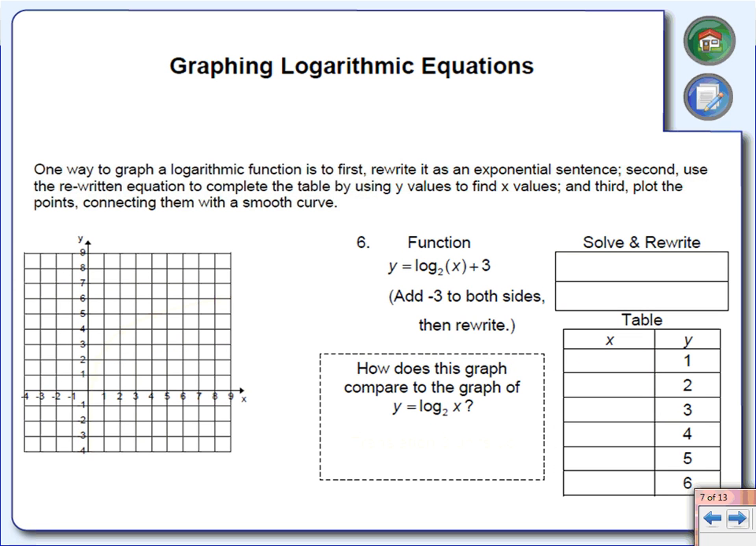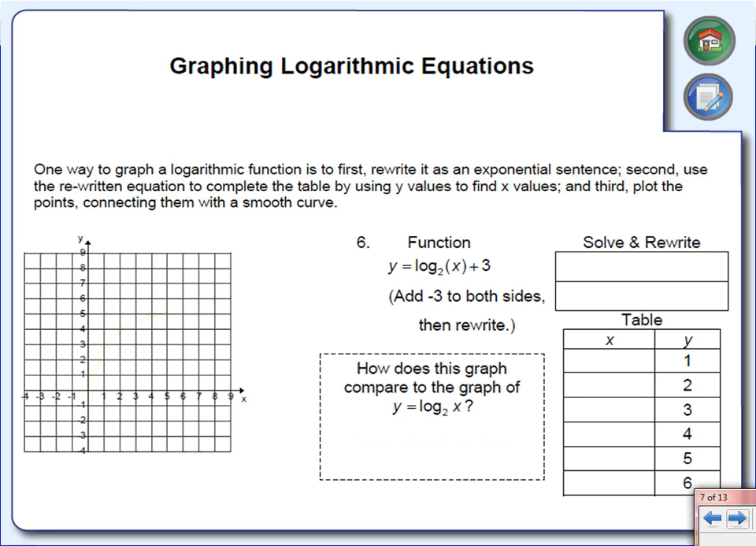All right, the last one we have here is the trickiest. This one is a little different from the other 5 that we've done so far. Here we have y is equal to log base 2 of x plus 3. The question is, how is that different from the other 5? Can you see it? How is that one different? Look closely at the equation. What about the plus 3? Notice it's on the outside. All right, so what we're going to do first is we're going to fix that problem.